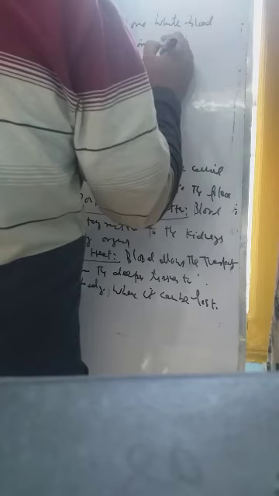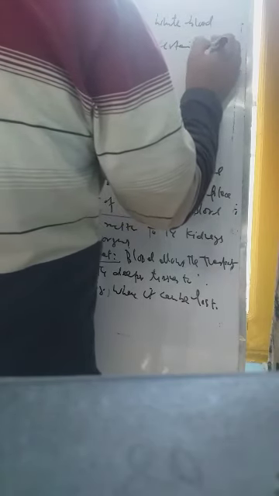Certain white blood cells produce toxins, you know, to neutralize the toxins produced by foreign germs. This is another function of the blood.